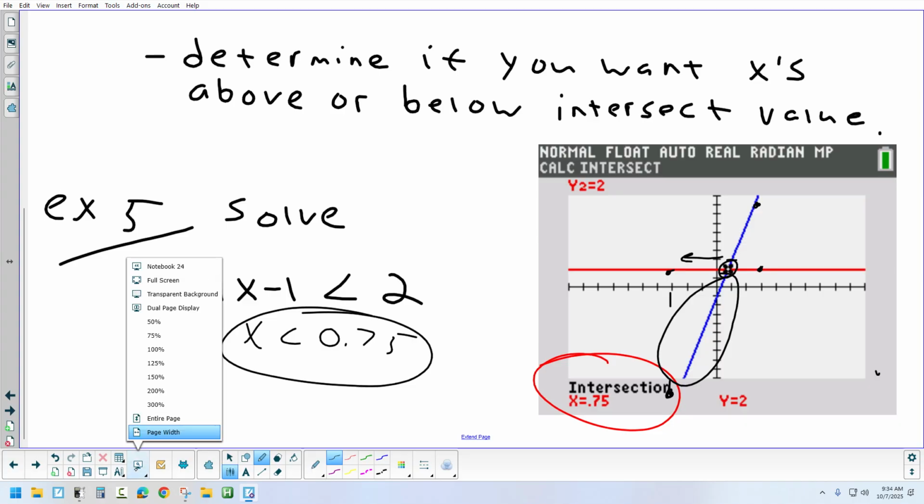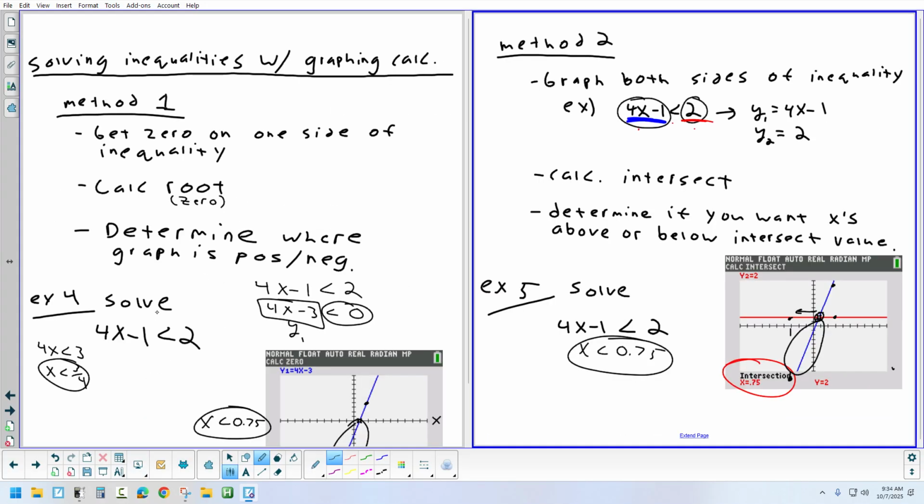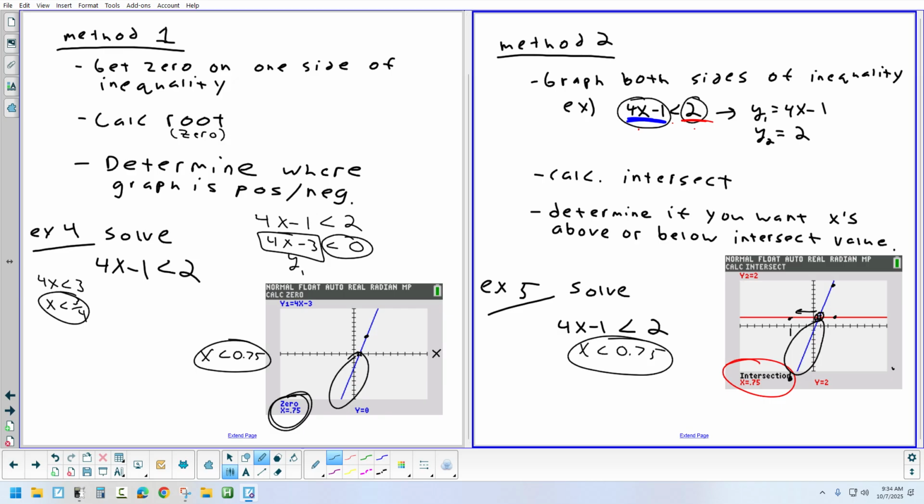So there's two different ways to do the same question. Calculating a root or calculating an intersect. Method 1, method 2. Doesn't matter which way you do it. Okay. Any question on either method?